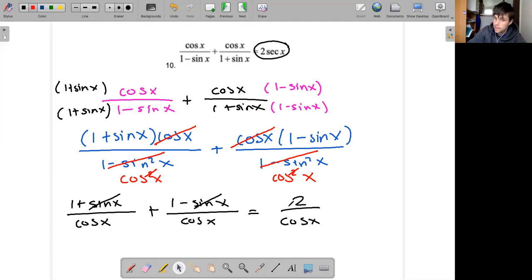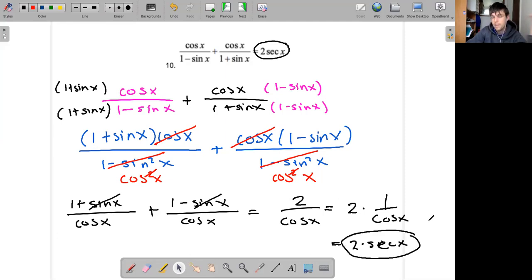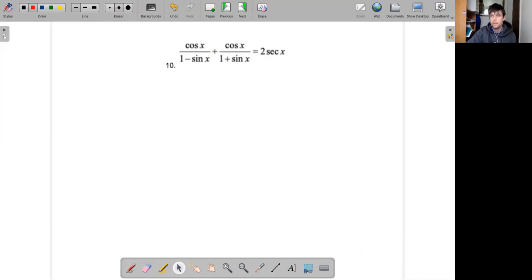Well, we're basically there. This is the same thing as 2 times 1 over cosine x, which is the same thing as 2 times secant x. So there we go. We got there. Kind of a tricky one. Anytime we have these big fractions like this, we got to try to put them together, get a common denominator, and see what cancels out. There we go. Actually not quite as difficult, I think. Looks more intimidating than the last one, but actually was a little bit easier than number 9, I think. All right, let's go ahead and move to the next slide.